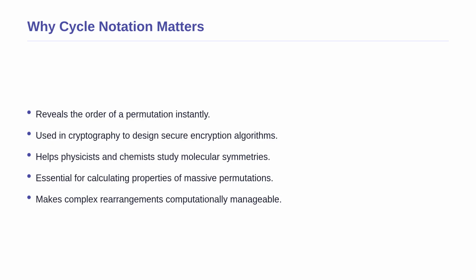This is heavily used in cryptography, like the advanced encryption standard, where data bits are scrambled in complex cycles to hide information. It also appears in physics and chemistry to predict how molecules vibrate based on their symmetries. Without this notation, analyzing massive permutations like the quintillion states of a Rubik's Cube would be computationally overwhelming.